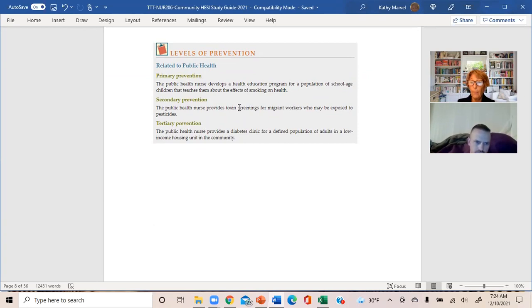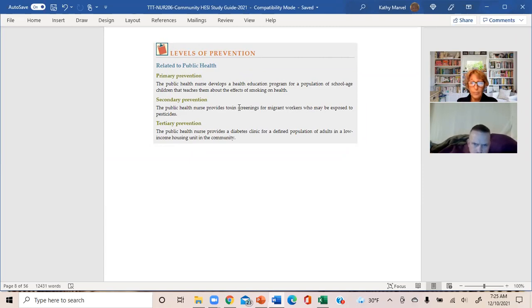So what's primary? Education, stopping it before it ever happens, basically. It could also be vaccinations. I wanted to ask about pregnancy, because the way that they looked at it yesterday is based on the stage of pregnancy. So a primary prevention for a healthy pregnancy would be education on eating well before you get pregnant? Yep. What about secondary?